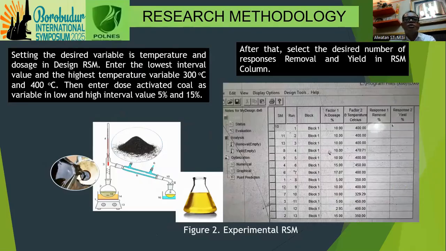And next, the research methodology. For the response surface model, set the desired variable, which is temperature. In the RSM design, enter the lowest and highest temperature values, 300 degrees Celsius to 400 degrees Celsius, and enter the activated coal interval values, 5% and 15%. After that, select the desired number of responses, the model, and yield in the RSM column, as suggested in the column above in the slide, and then figure 1 experimental RSM, figure 2 experimental RSM.